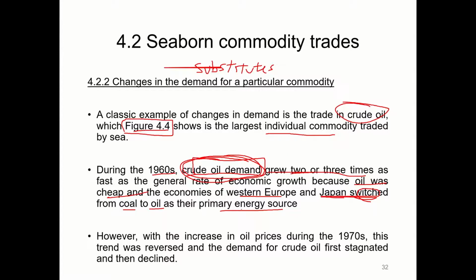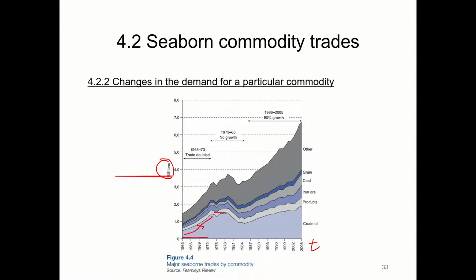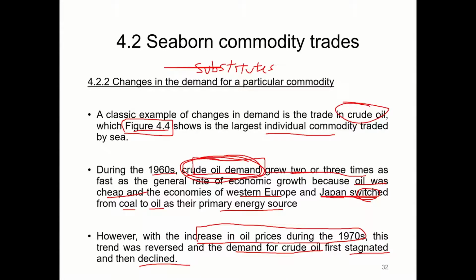However, there was an increase in oil price during the 1970s. So this causes the demand for shipping crude oil to first stagnate and then decline. Notice that it starts to stagnate and then decline, because of the increase in oil prices.